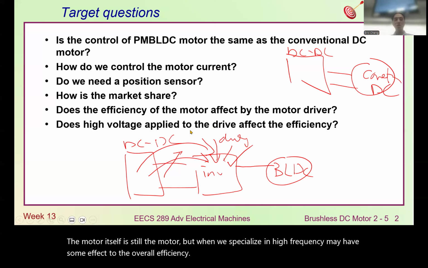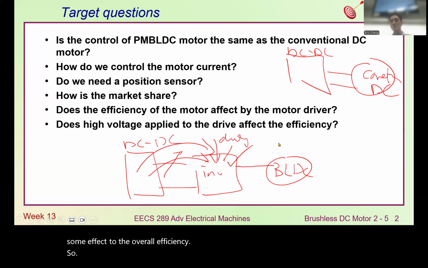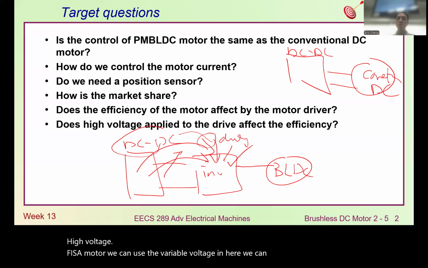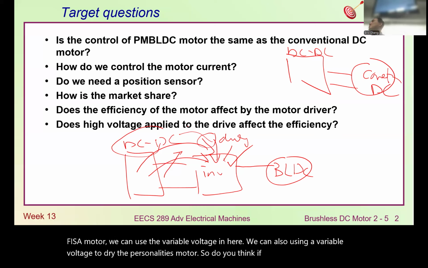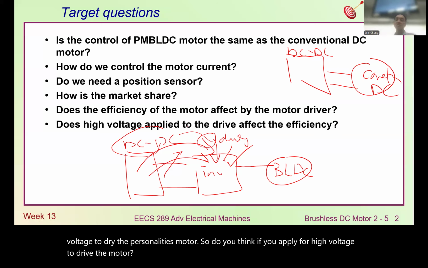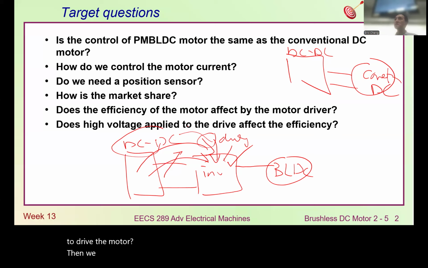So the high voltage DC motor, we can use the variable voltage. Here, we can also use variable voltage to drive the brushless DC motor. So do you think if we apply high voltage to drive the motor, can we maintain the efficiency?